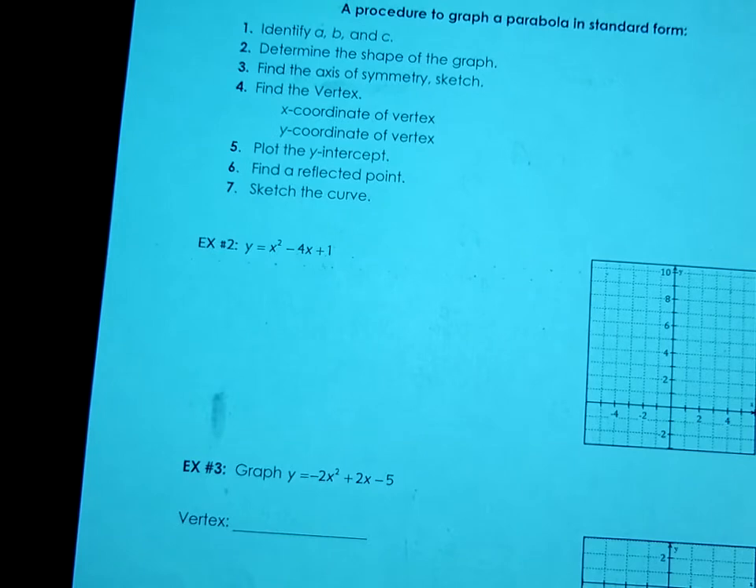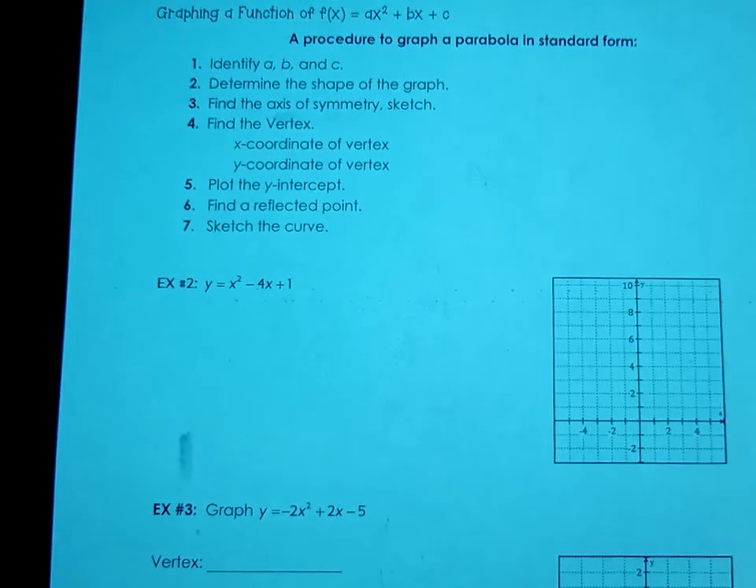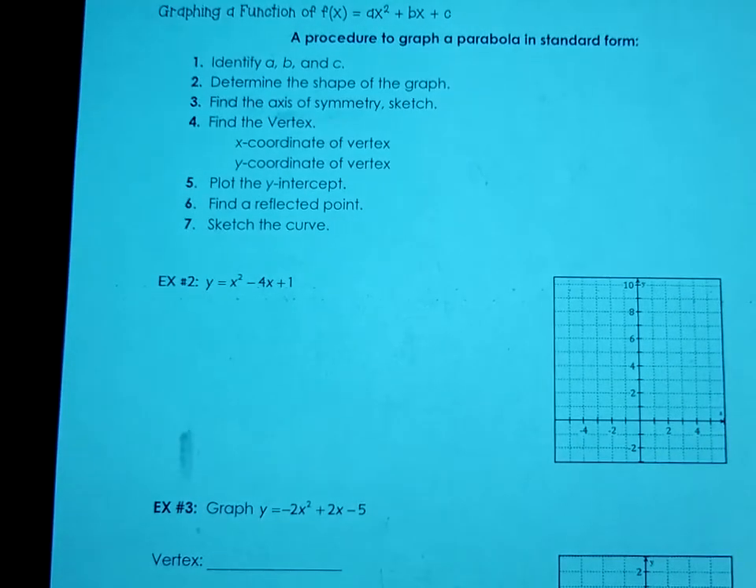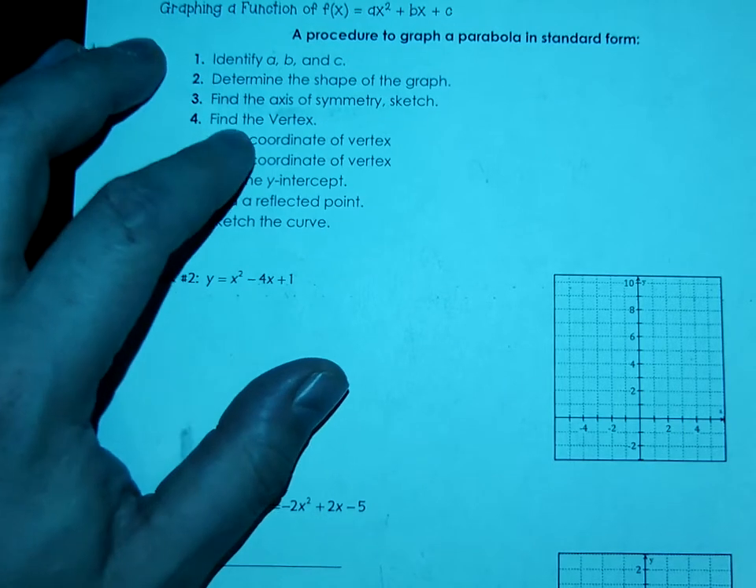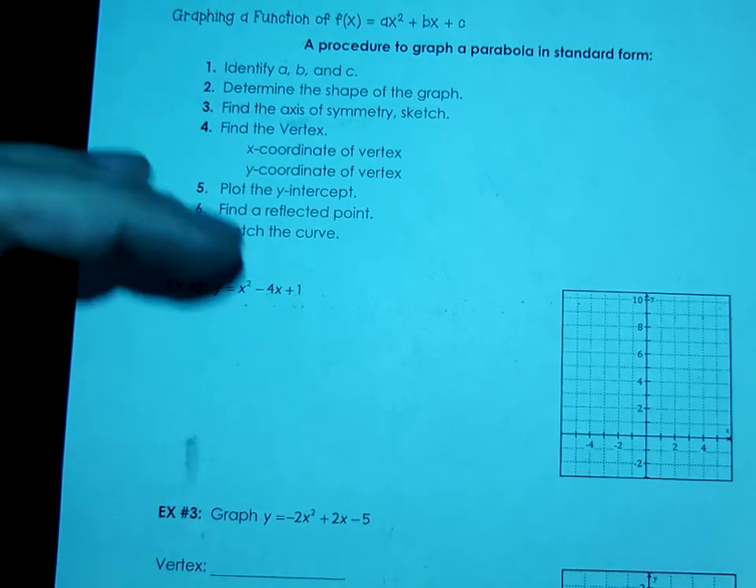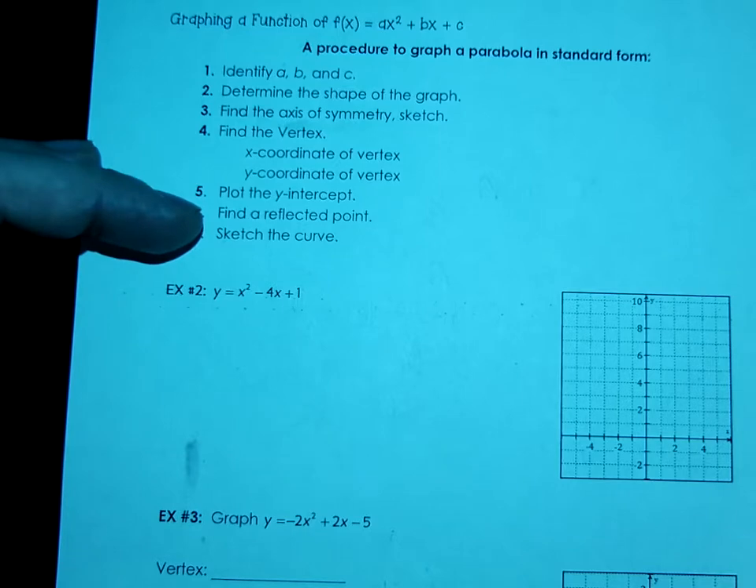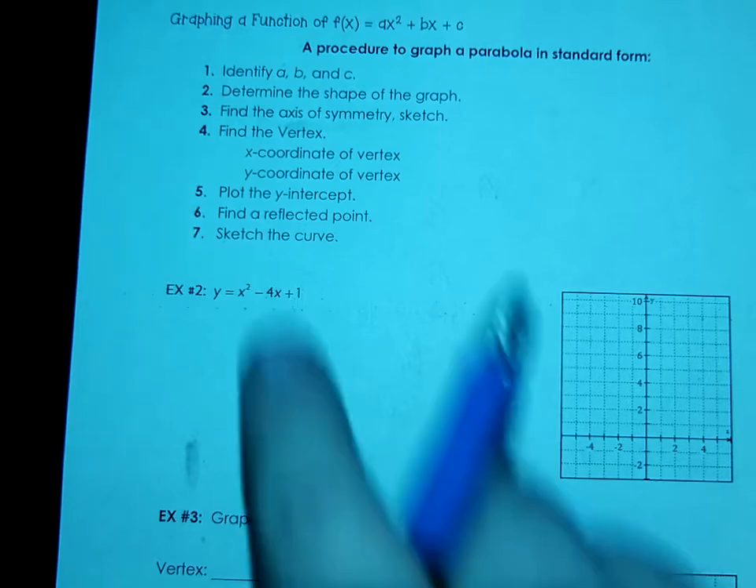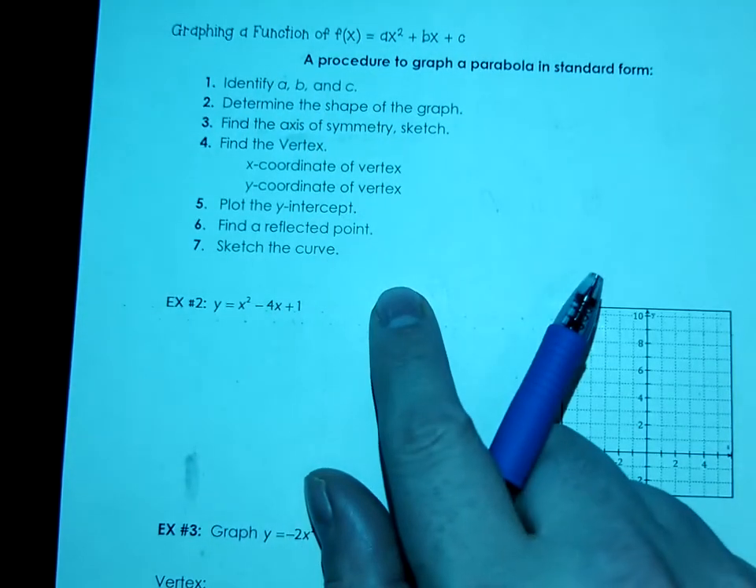So here's our procedure for graphing a problem in standard form. Determine A, B, and C. Determine the shape of the graph. So does it point up or point down? Determine the axis of symmetry. So what is the vertex basically? The x-coordinate of the vertex. Then find the y-coordinate of the vertex. Then plot the y-intercept. Then find the reflected point and sketch the curve. So this is the easiest procedure to graph one of these by hand.